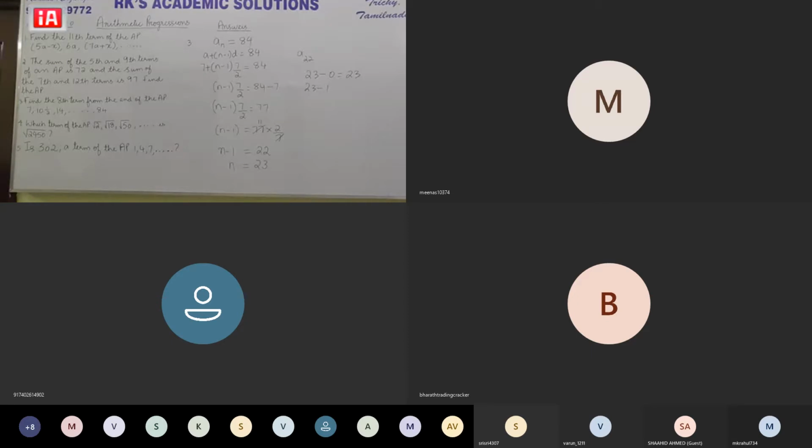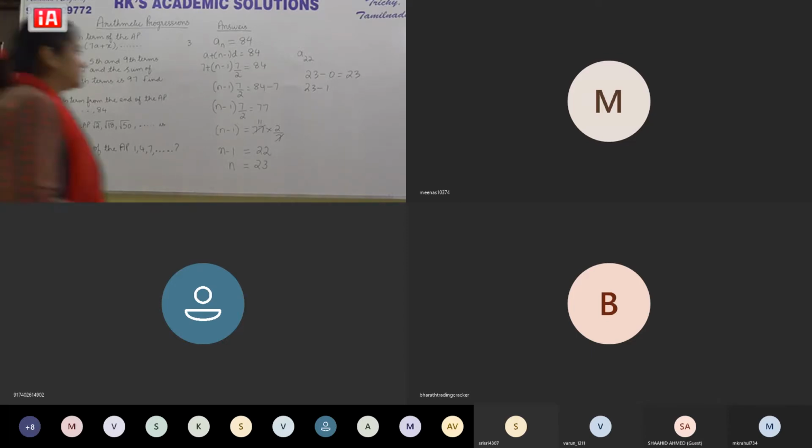The second term from behind is the 22nd term, which is 23 minus 1. So if you have to find the 8th term from behind, you just have to do 23 minus 7, which is 16. So A16 is the 8th term from the end. So find A16.